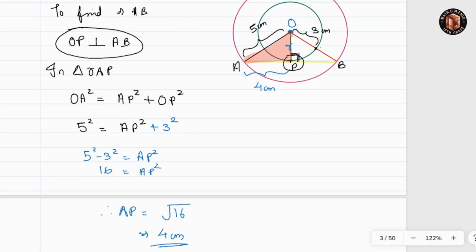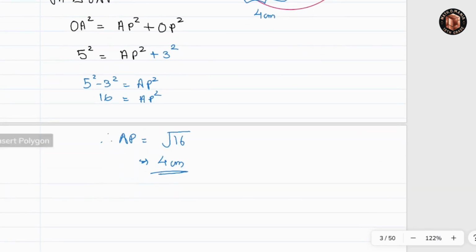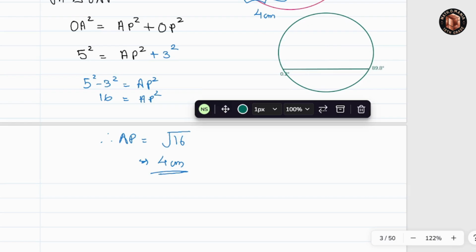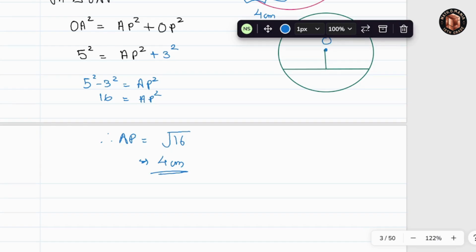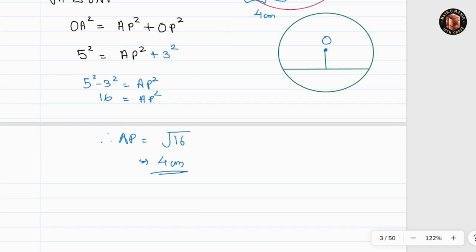We have learned a theorem in the 9th grade. Then that point P will be the midpoint of the chord AB. That means if I have a circle like this and a chord like this, and this is my center, when I draw a line from the center perpendicular to this chord, it will bisect the chord into 2 equal halves. If this is A and B and this is a point P, AP should be equal to PB. This is a theorem which we have learned in our 9th grade.